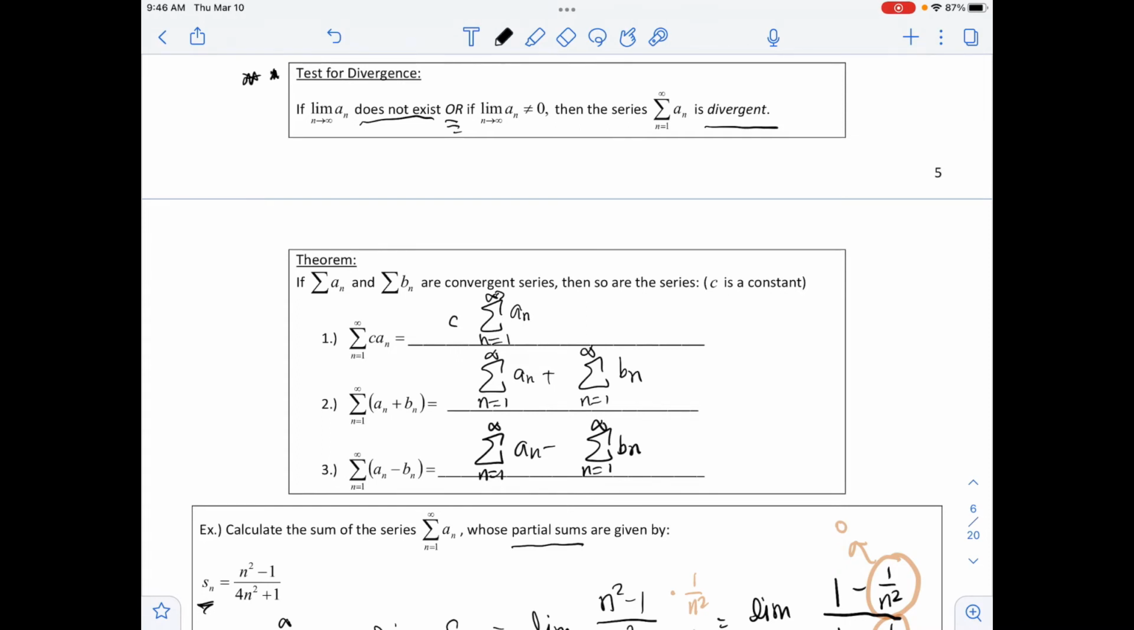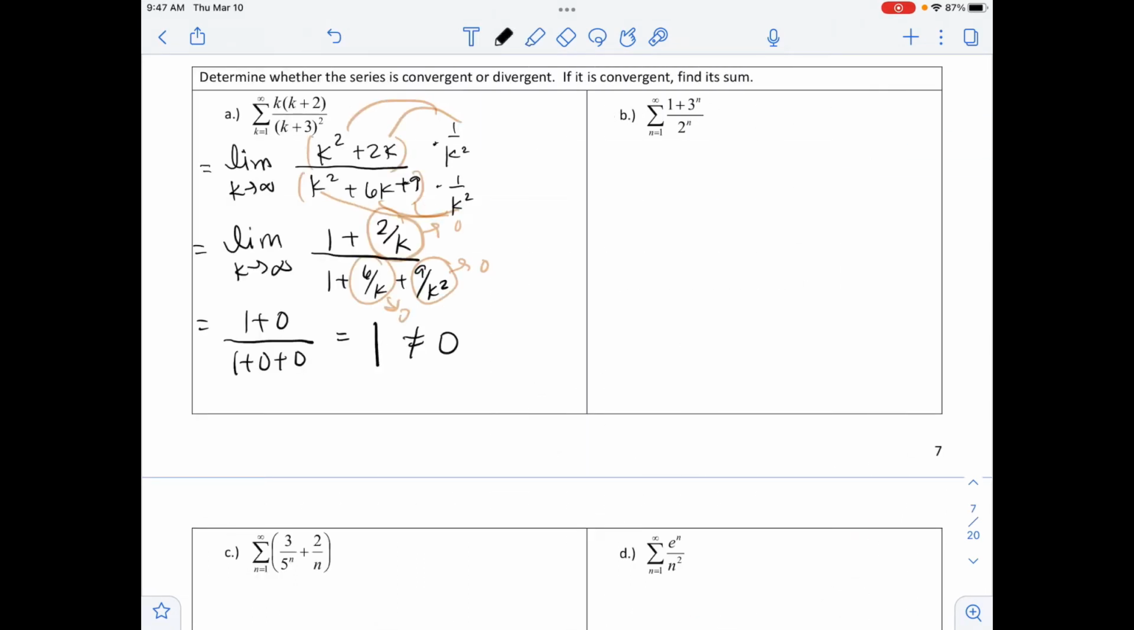So since this is the case where the limit does not equal 0, and this limit was equal to 1, which is not 0, we can say that this diverges. And you need to make sure that you state why. So this is by the test for divergence.